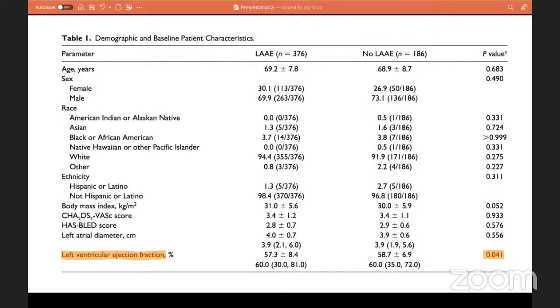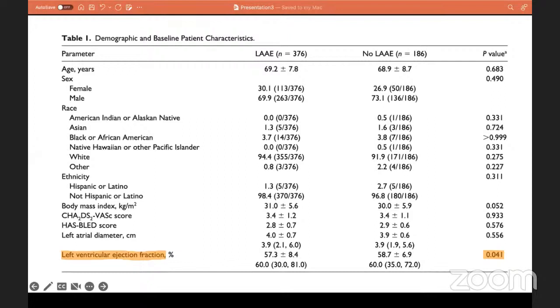So for the baseline characteristics, age, gender, ethnicity and race, body mass index, and the CHA2DS2-VASc score, also the HAS-BLED, were similar between the 2 arms. For the age, as we can see here, and this is similar to our population, in the interventional arm the age was 69, and in the control arm it was 68.9. For the gender, male was the dominant gender in both arms. For race and ethnicity, white was dominant in both arms. For the BMI, both arms were considered obese, as we can see here.